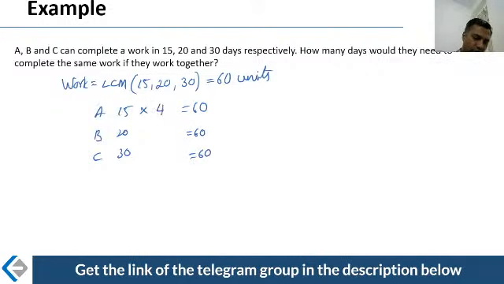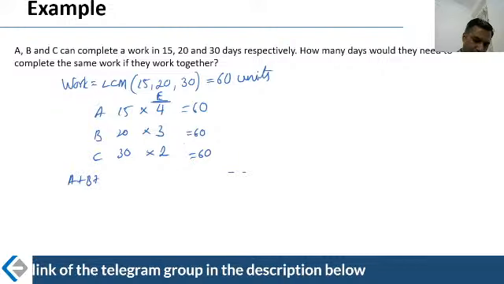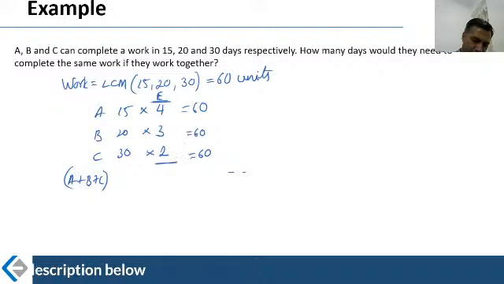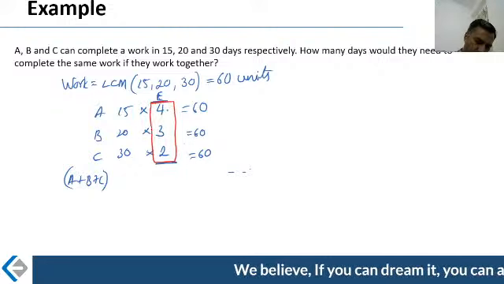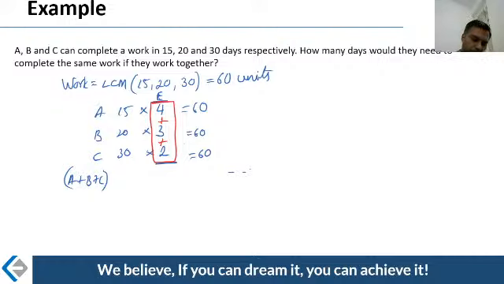15 into 4, that's the efficiency. This efficiency is important, because the whole idea is to find the work and efficiency here. 20 into 3 and 30 into 2. What if they all work together? A plus B plus C. What is the combined efficiency therefore? The combined efficiency is 4 plus 3 plus 2, therefore 9. So that work is 60 units.